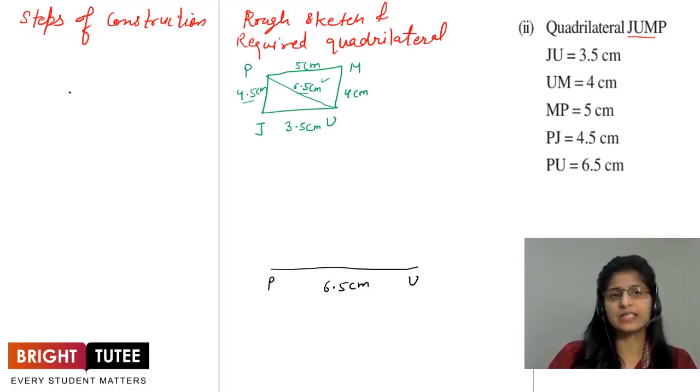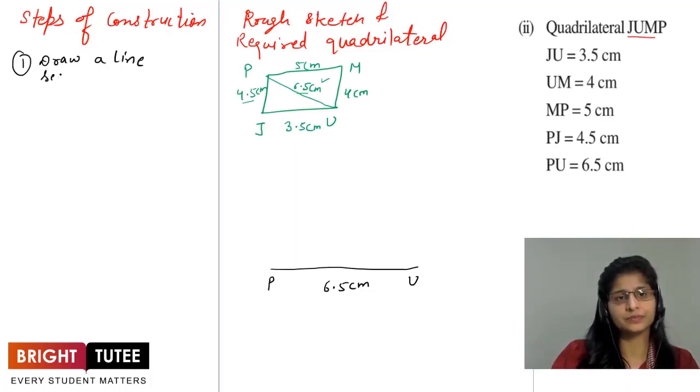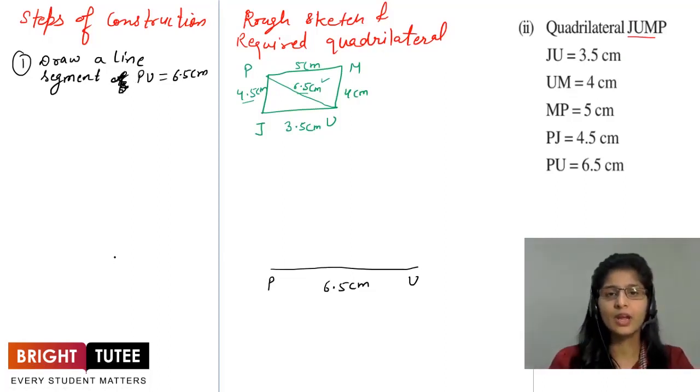Now what we need to do, the first step of construction will be: draw a line segment, name the line segment PU, equal to 6.5 centimeter, right? After this, the next step that we are going to do, keep taking P as the center. Now we have got P and U, we are left with J and M. J will lie on any one side of it. So the quadrilateral is J, U, M, P, right? J will lie on the top, suppose.